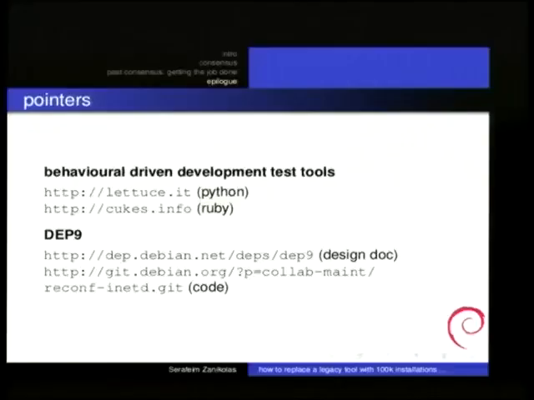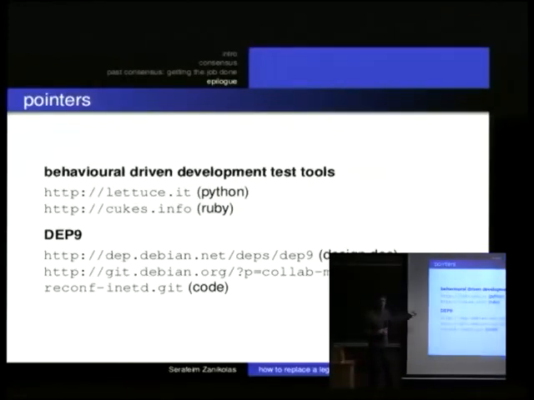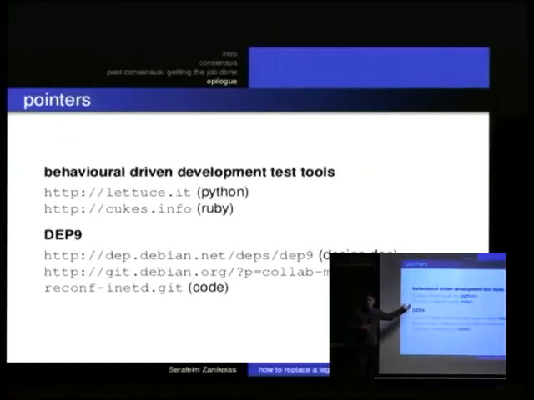So in my case, I'm using a Python framework, and the implementation itself is in Python, update-inetd. But because they are system tests, it could be anything. It could be that the program is implemented in C or whatever. So the fact that these are in Python and Ruby doesn't really matter.